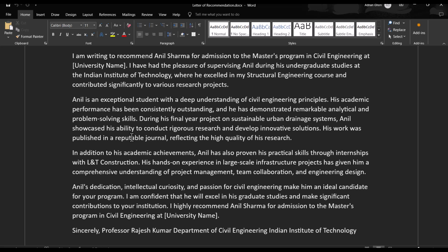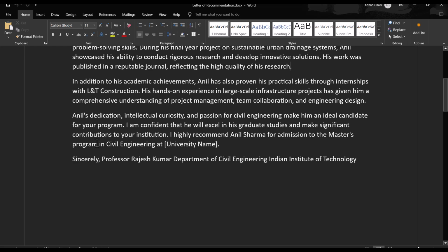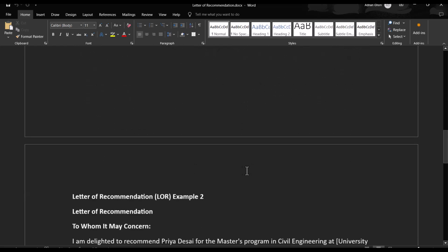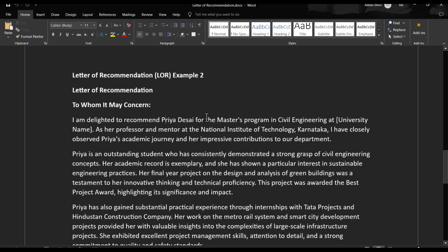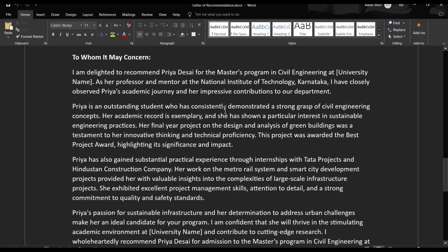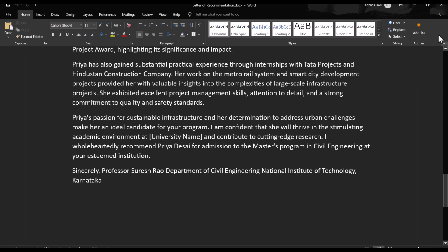Publishing a paper really helps you stand out in the competition, and the chances of getting hired increase. The chances of getting enrolled in a particular university increase a lot if you have a research paper or some kind of thing, to whomsoever it may concern. Another example, recommending Priya Desai for masters in civil engineering, with something good about her, how she worked, which kinds of projects she has worked on, like metro rail system, smart city development, Tata projects, and she has also done some internships, and so on.